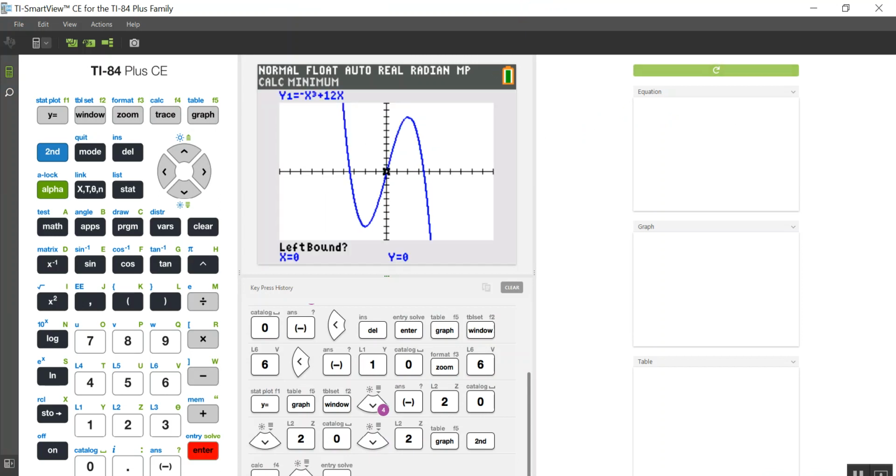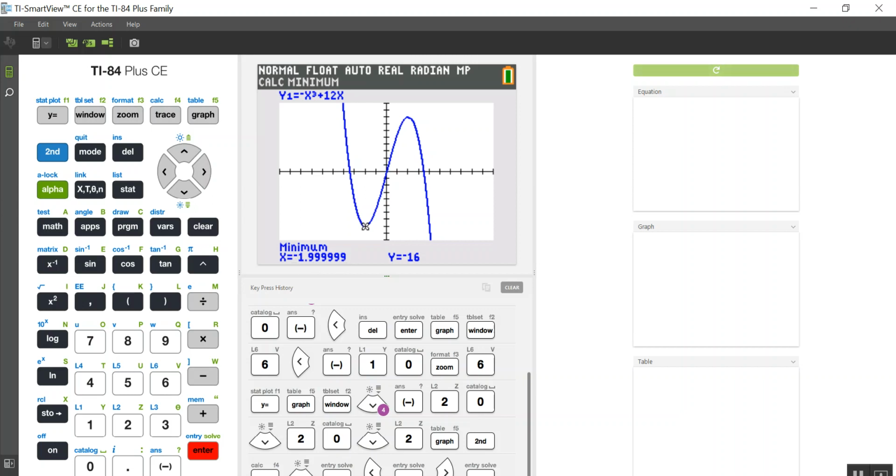and this is going to ask me for my left bound and right bound, so I'm going to move my cursor over to here to get to the left side of that. There's a little bit of delay in this calculator. Okay, anywhere to the left, I'll hit enter, and now I need to get over to the right of that minimum value. And I'll hit enter, and it's asking me to guess, and I'll hit enter again. And I notice that I have a minimum at negative 1.999.